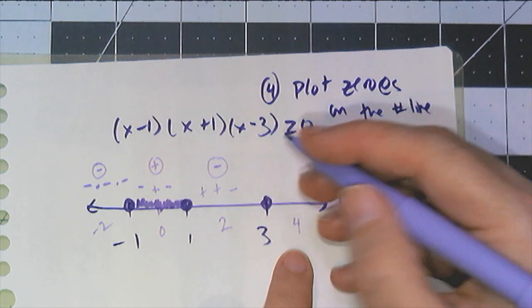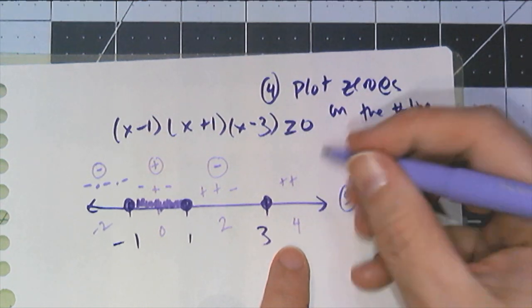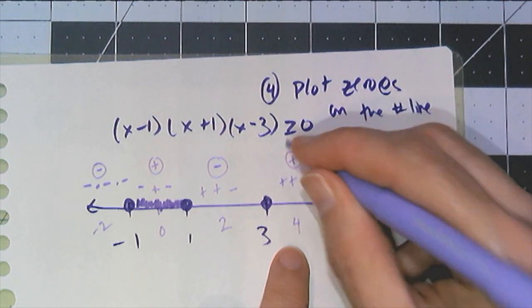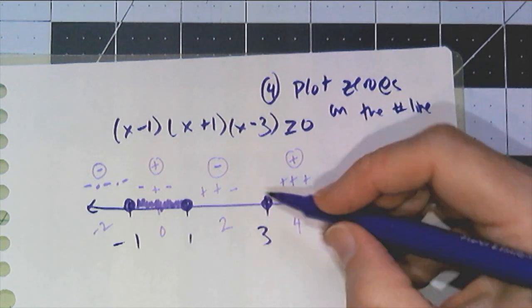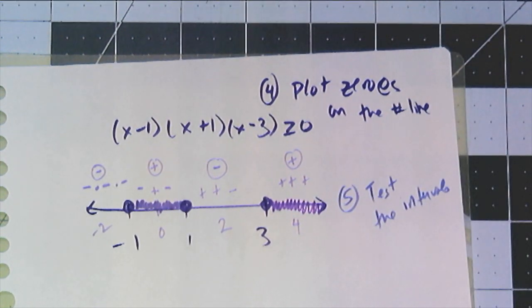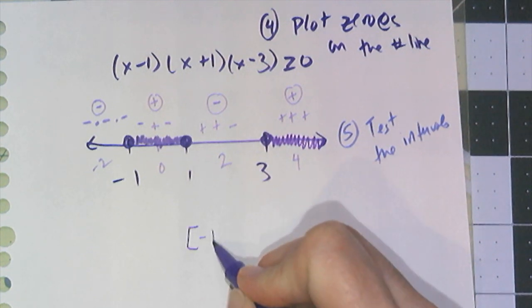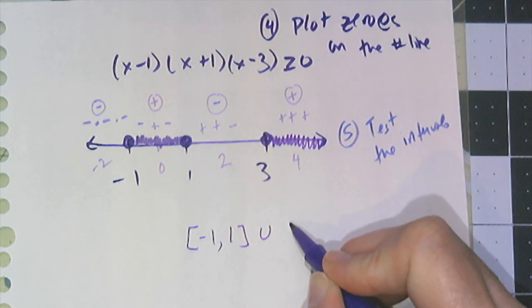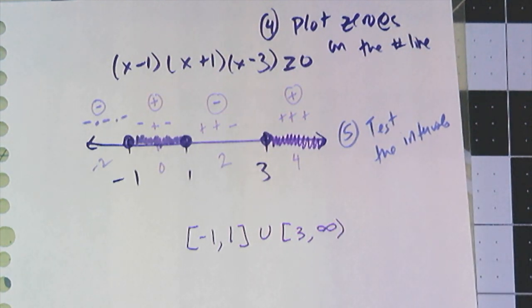So if I plug in a 4 to the first one, I get a positive. Second factor, I get a positive. Third factor, I get a positive. Net result is going to be positive, which means this interval here, 3 inclusive to infinity, is also part of my solution set. So that means my answer that I want is going to be inclusive -1 to 1, along with 3 to infinity.